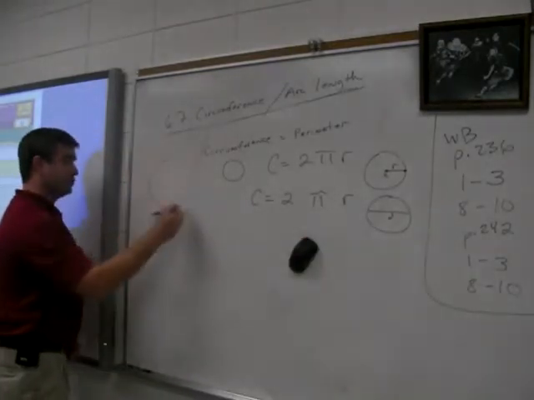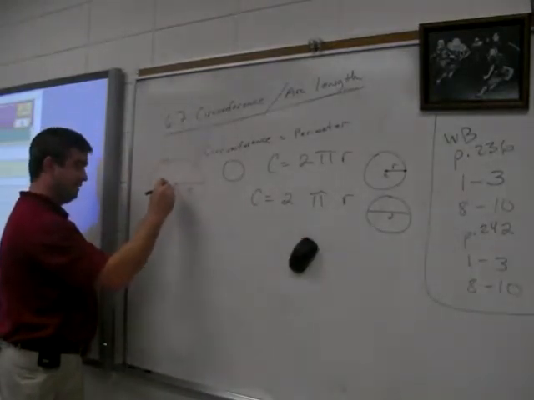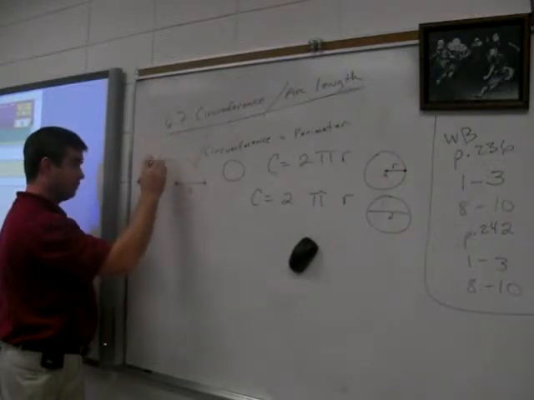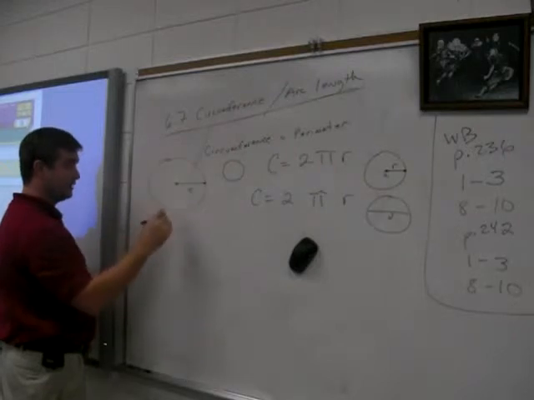All right, here's a circle. The radius is 5. Find the circumference. Everybody, we're going to round like money. We're going to use the pi button, and we're going to round like money.